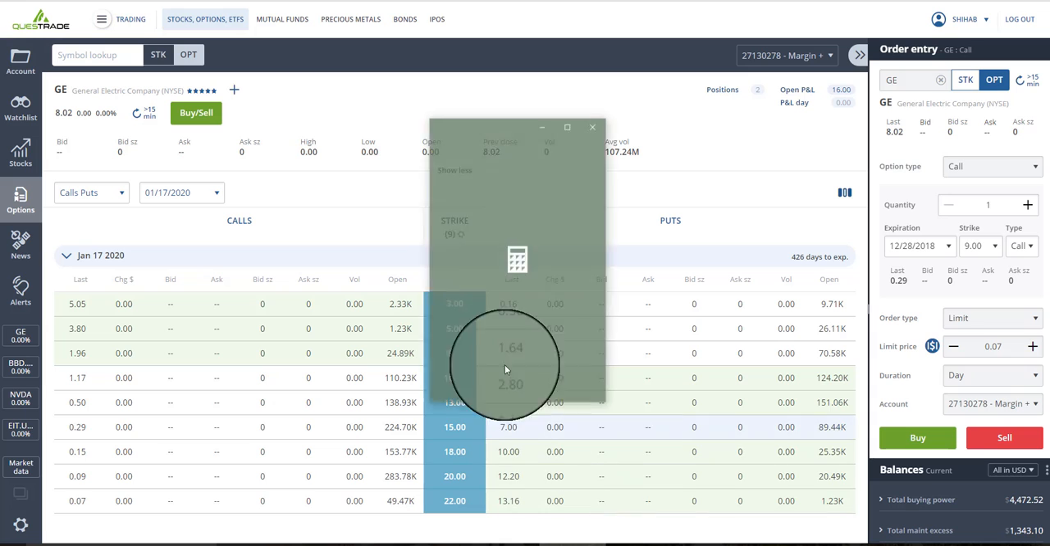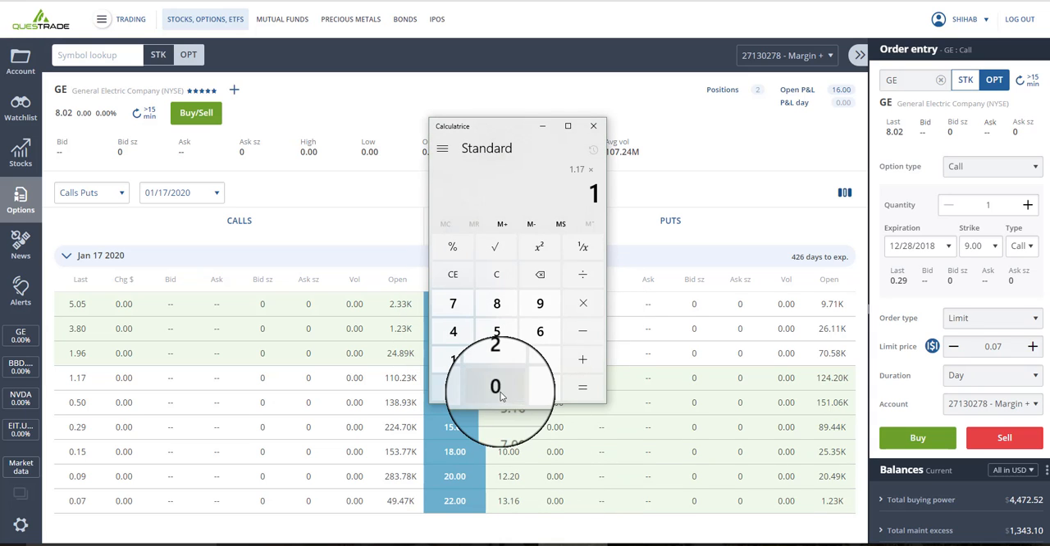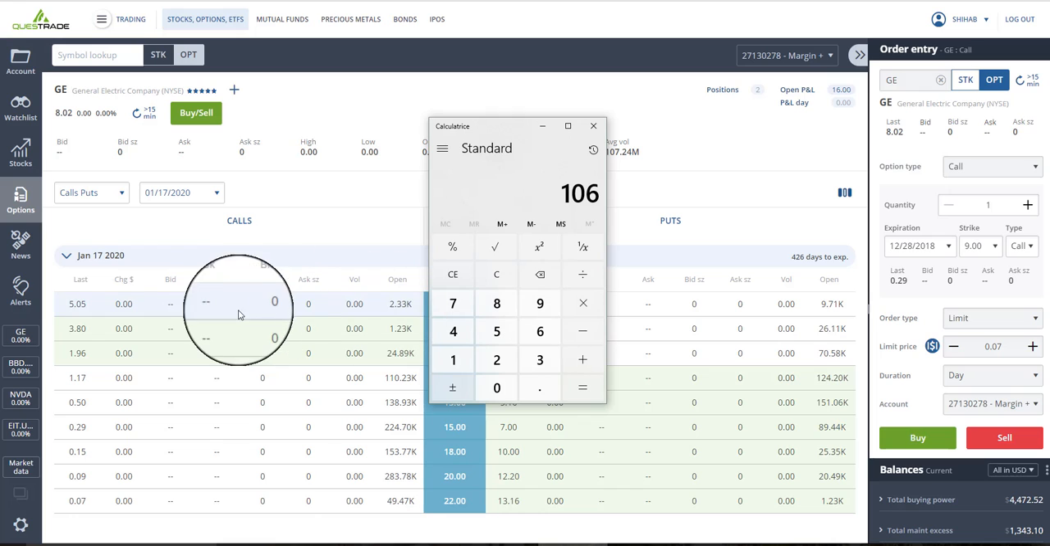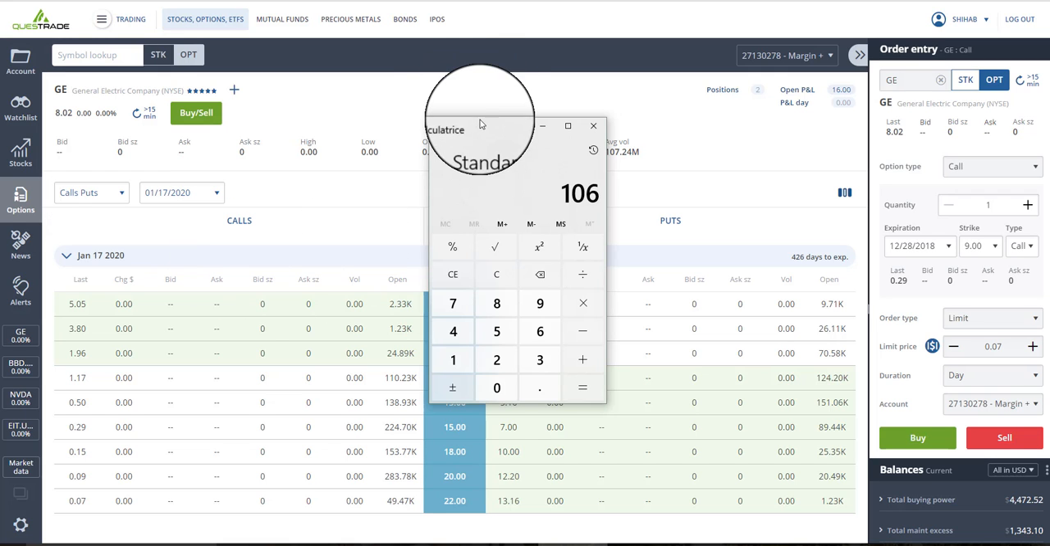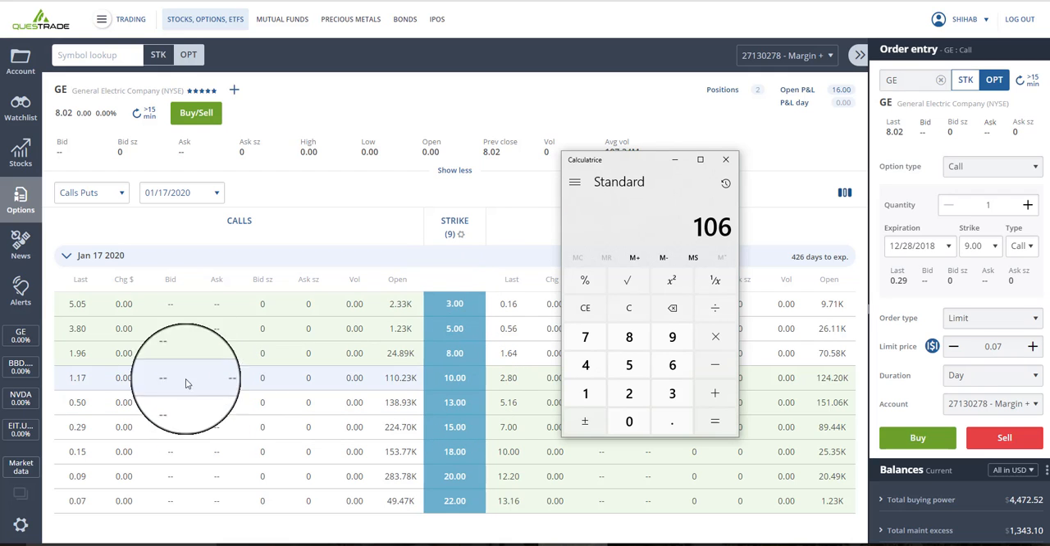So I would have made 1.17 times 100 minus the fees of $11. So I would have made $106, but I would have to hold the stock for a whole year. If it reaches 9, for example, I wouldn't be able to sell. I'd have to wait until January 17, 2020. But if the stock does reach $10 before the expiry date, then it's going to sell automatically.